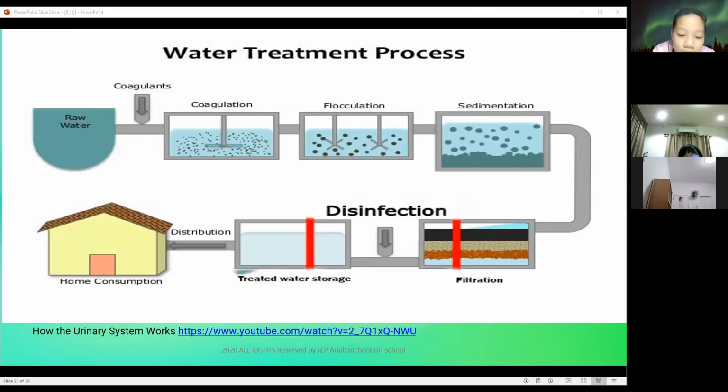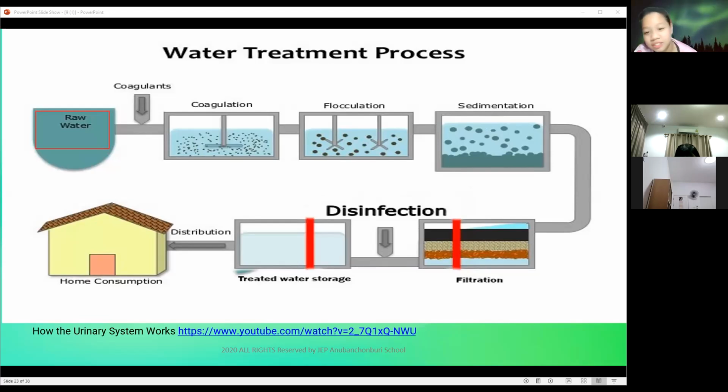Okay, this is another picture of the same water treatment process. The same thing happens here. The raw water from Chao Phraya River. Oh, Nataya, what do you think? This is from the Chao Phraya River. Do you think the water from the Chao Phraya River can be drunk, if we undergo precipitation and filtration and disinfection? Do you think we will be able to drink the water from Chao Phraya River? Yes, correct.